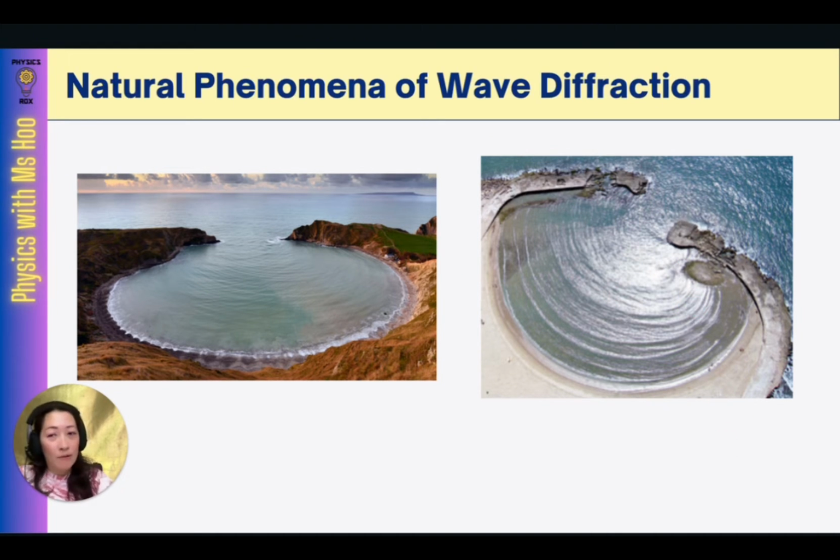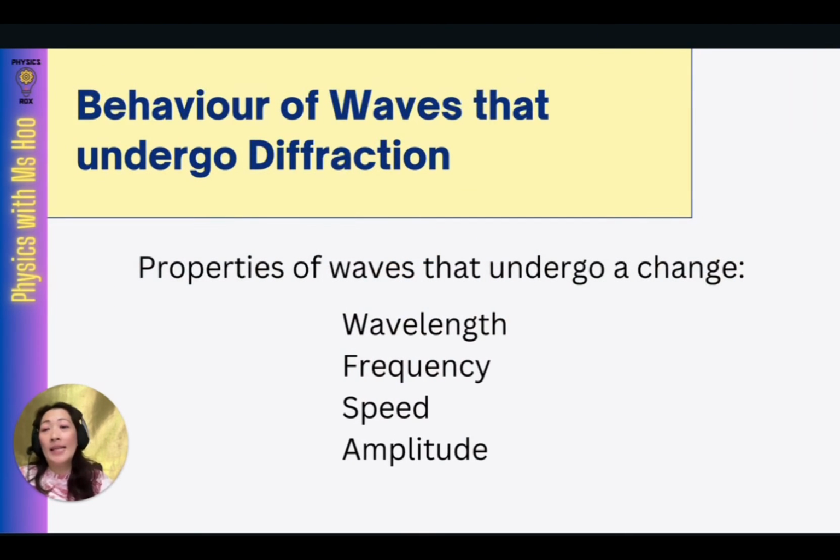Now we will look at how wave diffraction occurs through gaps, but first of all, let us examine the properties of waves that undergo a change when the waves go through diffraction. So we need to know which of these properties change and do not change.